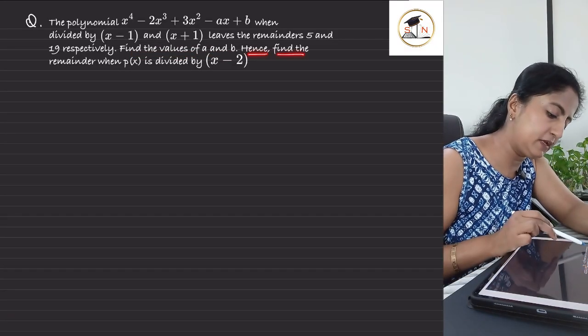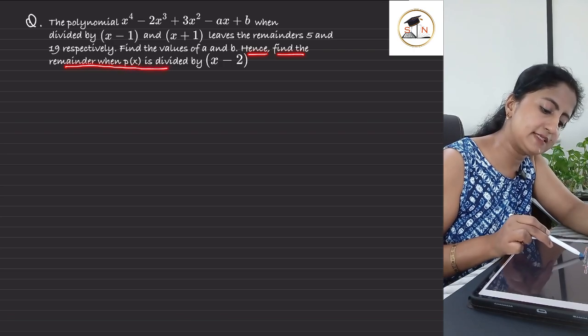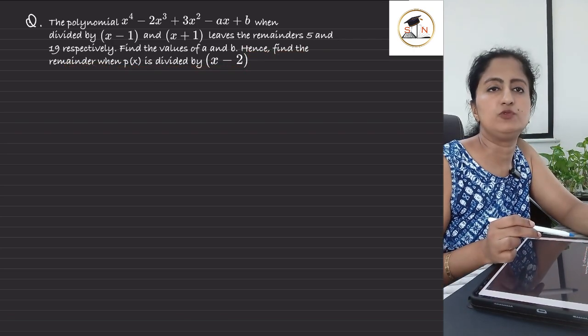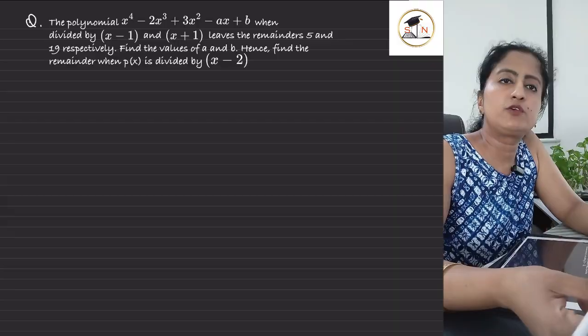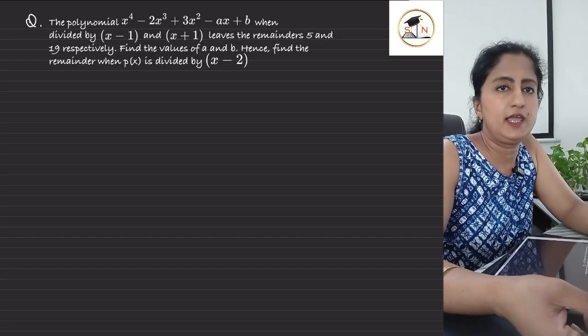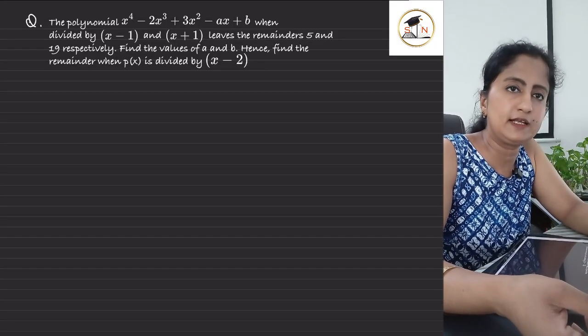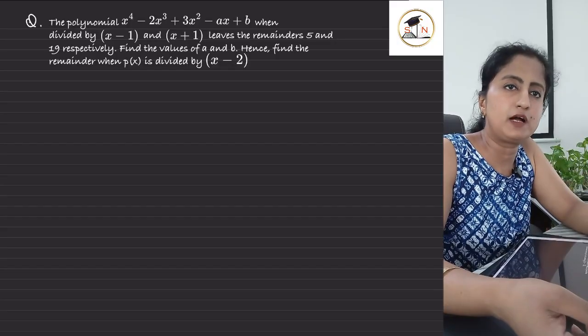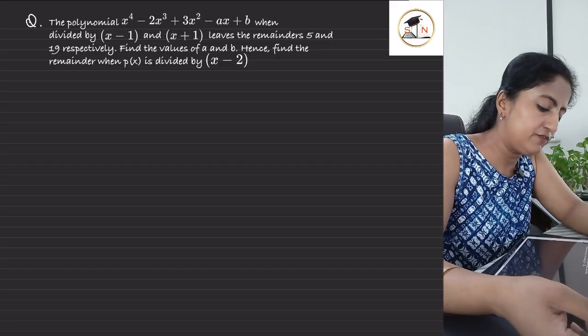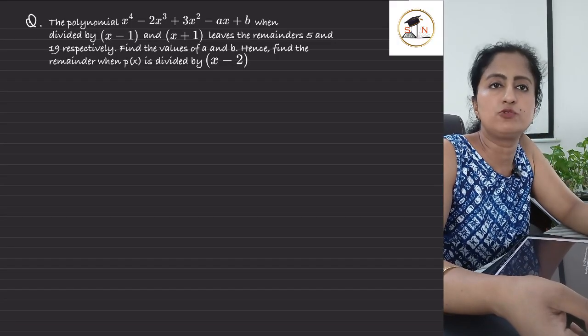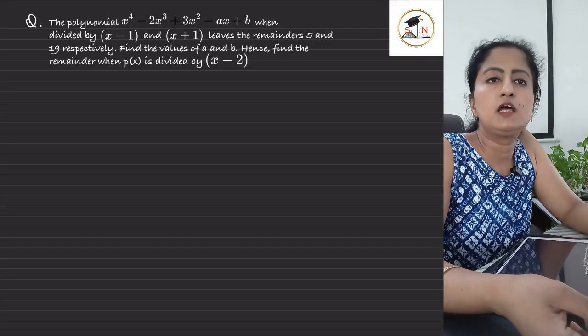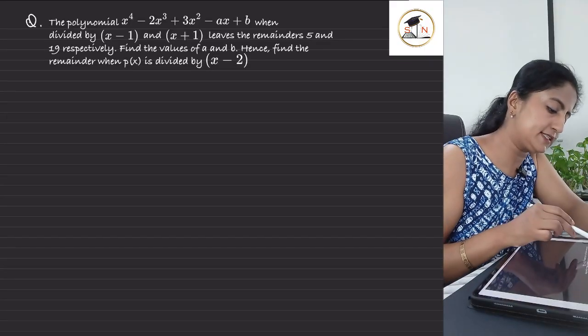Hence, find the remainder when p(x) is divided by x minus 2. So now what we need to do, first we need to find the values of a and b. Once we get that, we need to substitute them back into the main polynomial, and then we need to divide it by x minus 2 to get the final remainder. So let's start working on it.